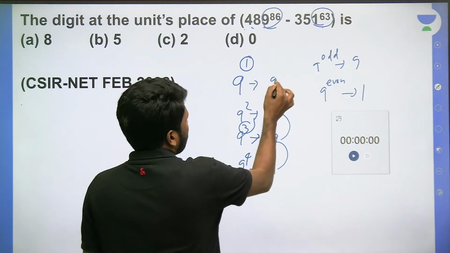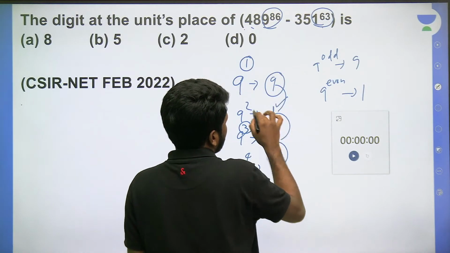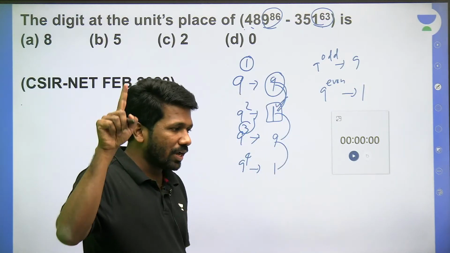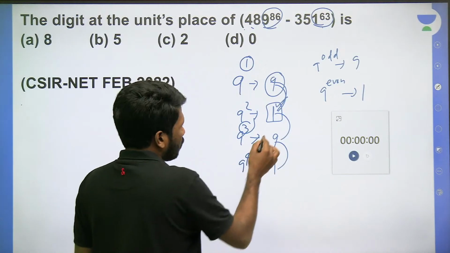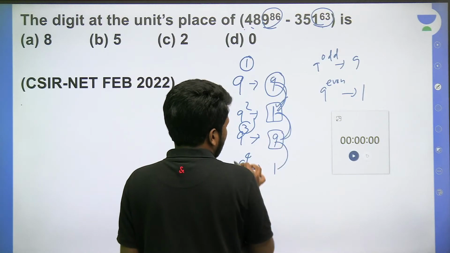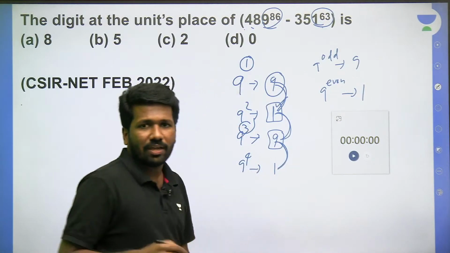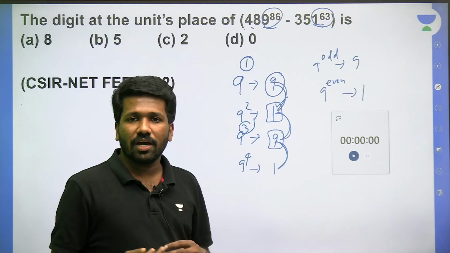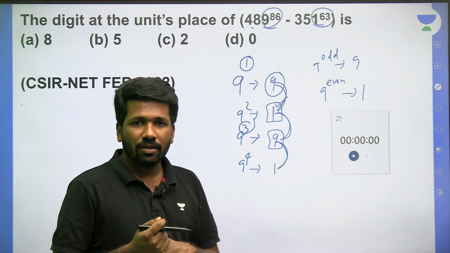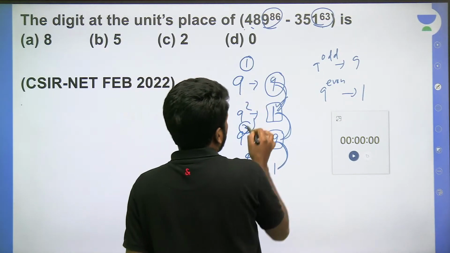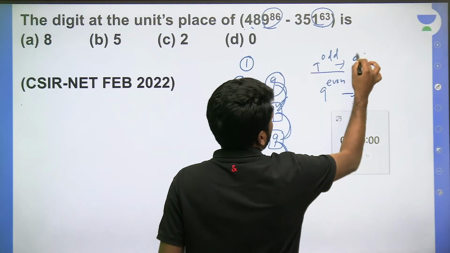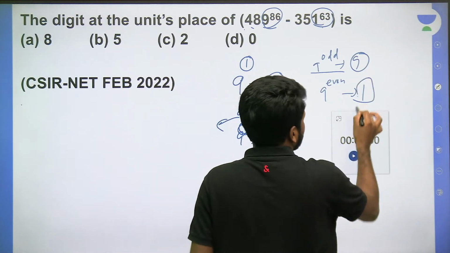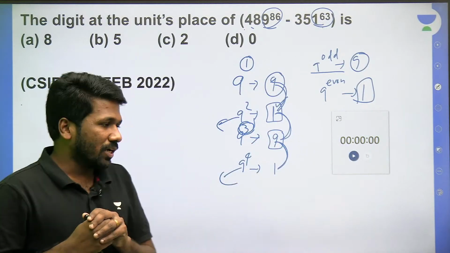So 9 raised to 1, the last digit is 9. 9 raised to 2 is 9 into 9, which is 81, but its last digit is 1. 9 cubed means 1 into 9, again 9. 9 raised to 4 means 9 into 9, again 1. So 9, 1, 9, 1, 9, 1, it will just repeat. Are you all understanding? Or in other words, we can say 9 raised to any odd power, 9 will be the last digit. 9 raised to any even power, 1 will be the last digit. Is that clear?